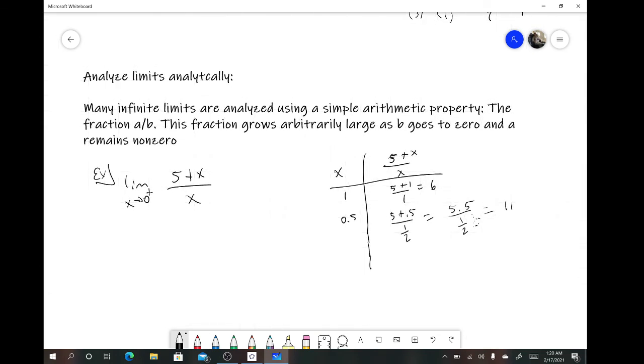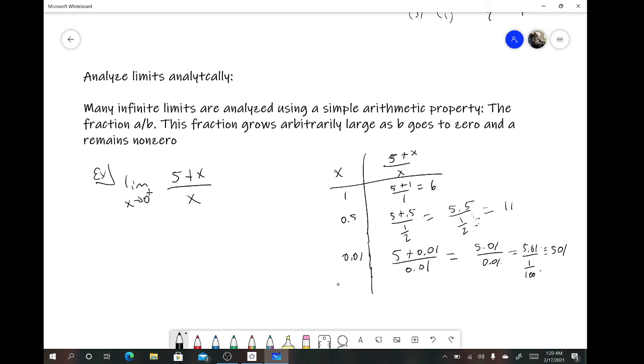And then you could continue to do this and move the x values closer and closer to 0. So now if you do 0.01, you have 5 plus 0.01 divided by 0.01. This is the same thing as 5.01 over 0.01. If you remember, 0.01 is the same thing as 1 over 100. So this is really 5.01 divided by 1 over 100. And again, by the same technique of keep, change, flip, we're going to multiply 5.01 by 100 over 1. So that's going to be 501.